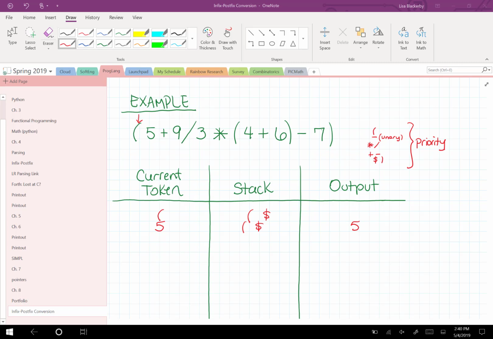And then we have a plus. We have a 9. Divide. There's 3. So far it's very simple.